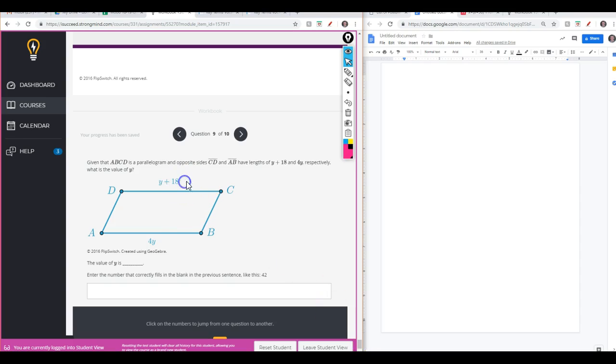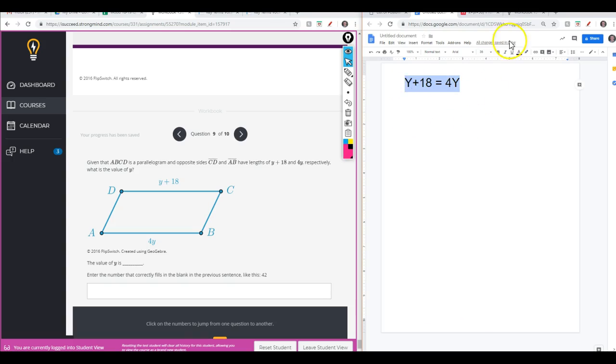And so we have opposite sides, segment CD and AB. They are parallel and congruent. That means they have the same length. That means that y plus 18 has to equal 4y.